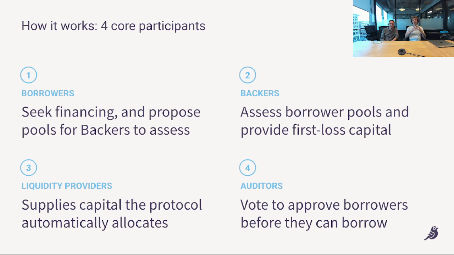And last, you have auditors. Auditors act as a human level check against fraud and other malicious activity that could take place on the protocol. They vote to approve borrowers before those borrowers are allowed to draw down any capital. Now let's try and see how all these pieces fit together.